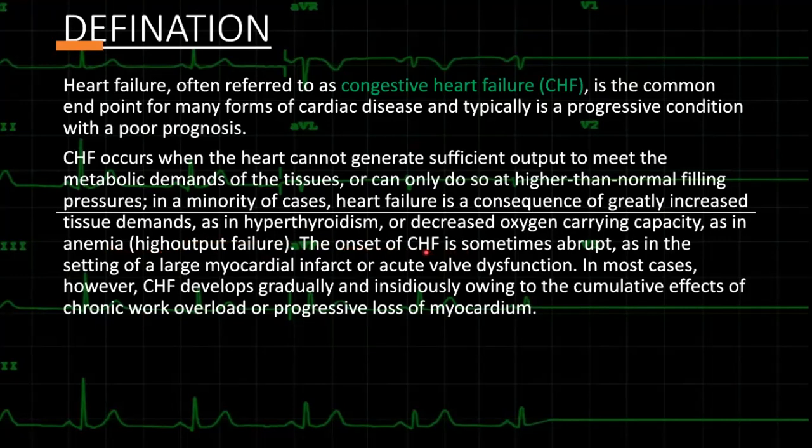Now, the onset of heart failure is sometimes abrupt, as in the setting of a large myocardial infarct. This large myocardial infarct might be caused by a rupture of an atherosclerotic plaque in the coronary artery, leading to formation of a thrombus, which might occlude the coronary arteries, leading to an abrupt onset of congestive heart failure. Also, in cases of acute valve dysfunction, that will also lead to an abrupt onset of congestive heart failure. Now, in other cases, however, the congestive heart failure develops gradually and insidiously owing to the cumulative effects of chronic work overload, or progressive loss of the myocardium.